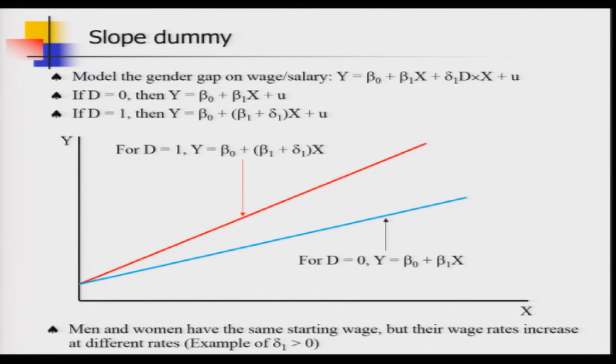So, you can say that it may be the case that men and women have the same starting wage, but their wage rates increase at different rates. So, as the number of years in job increases, this gap in wage or salary due to this gender effect increases quite a bit. Okay. So, this is one way of looking at this problem, but there could be other types of interaction cases which could be seen as an extension to this problem, and that is what we are going to study next.